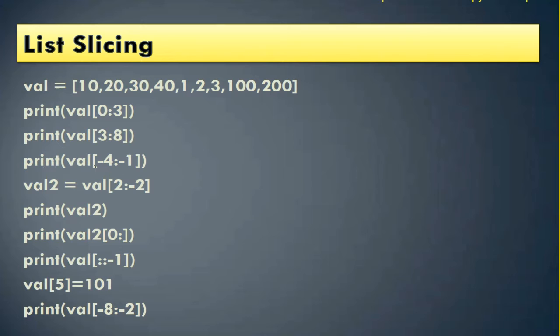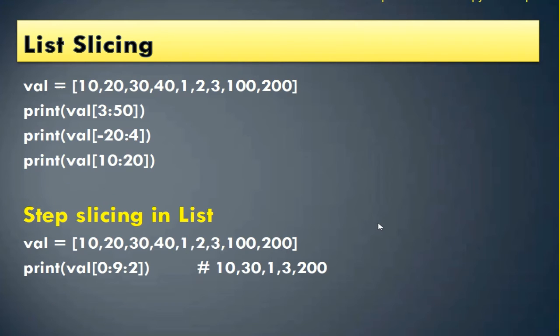Okay, now print val -4 to -1. -4 to -1 means what? From here you will count, right? So -1, -2, -3, -4. So -4 to -1, so 2 to 200 you will get as the output. Likewise you will get all the answers. Okay, see, these are the values mentioned over here.